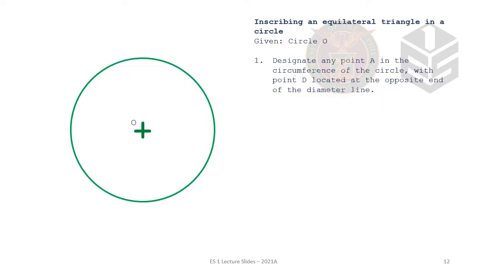But if you are given a circle or an arc with no center, it is important that you first find it because it will be useful with other constructions, like constructing a diameter or constructing a radius, in that sense. Now, designate any point A in the circumference of the circle with point B located at the opposite end of the diameter line. So basically what we have to do here is to draw a diameter on the circle. As simple as that.